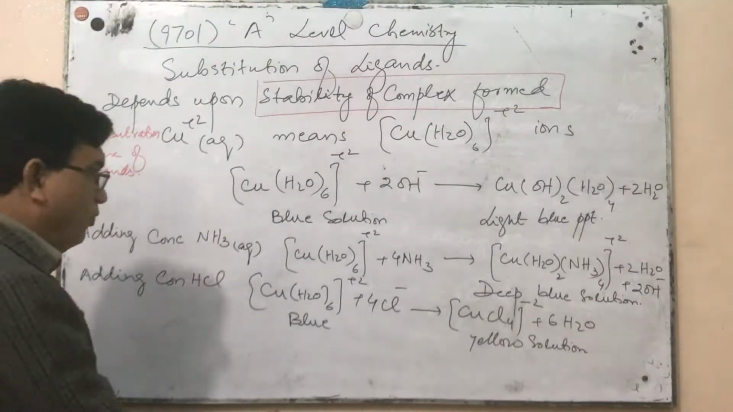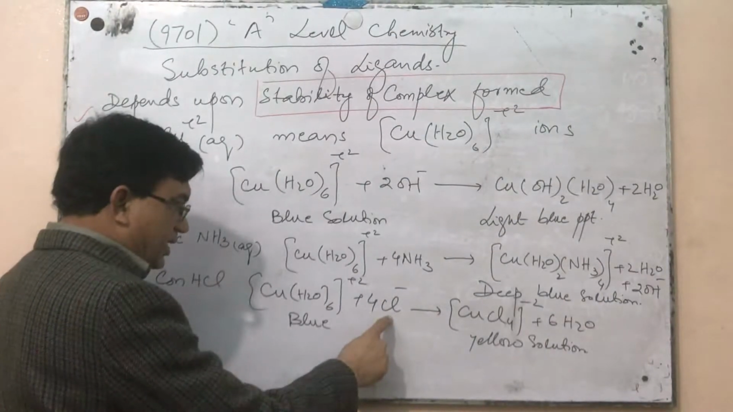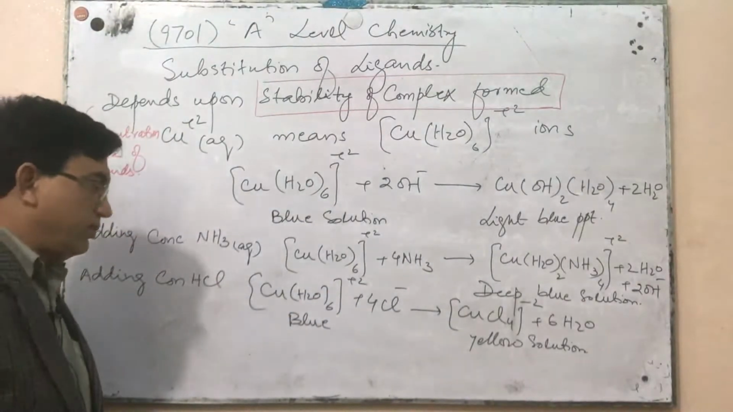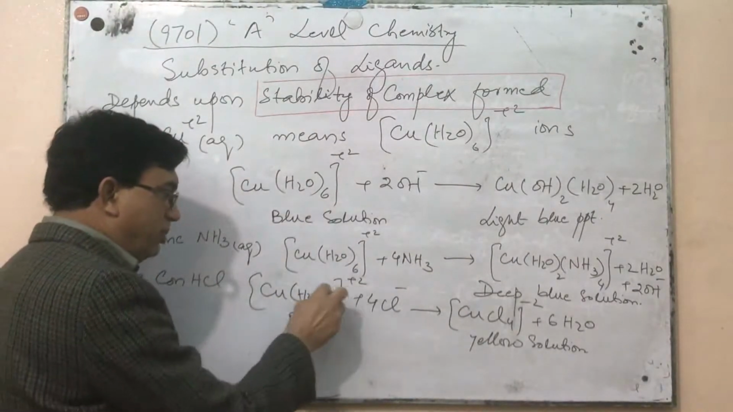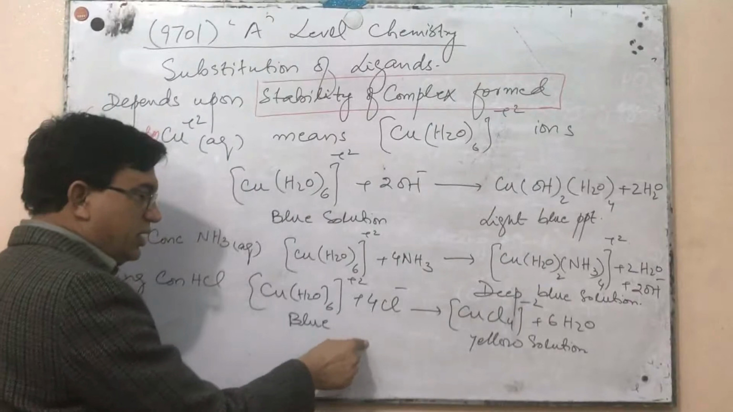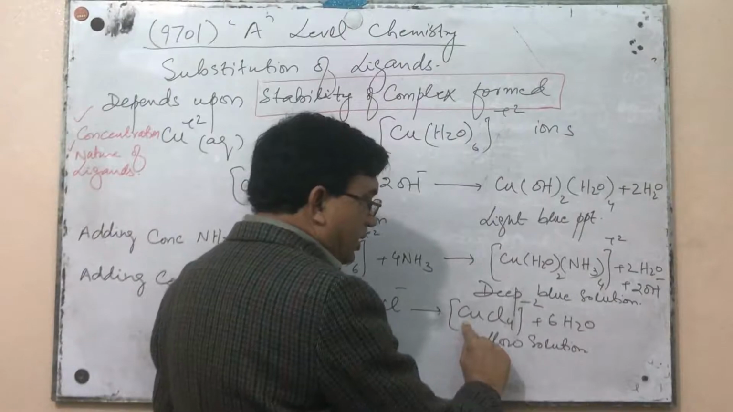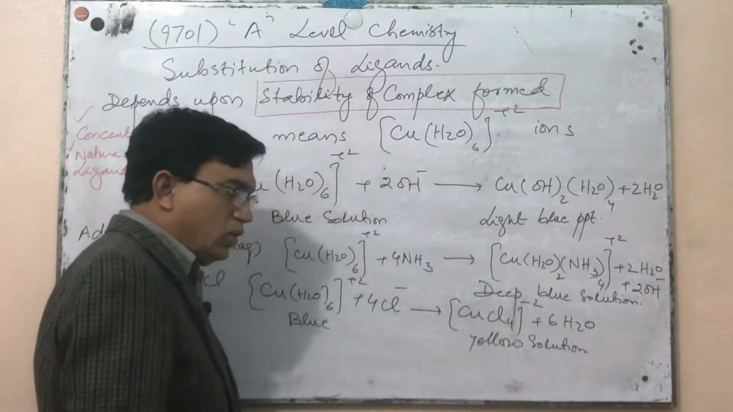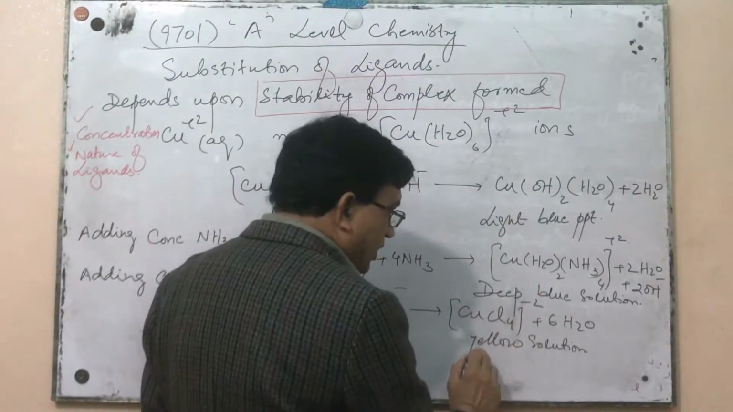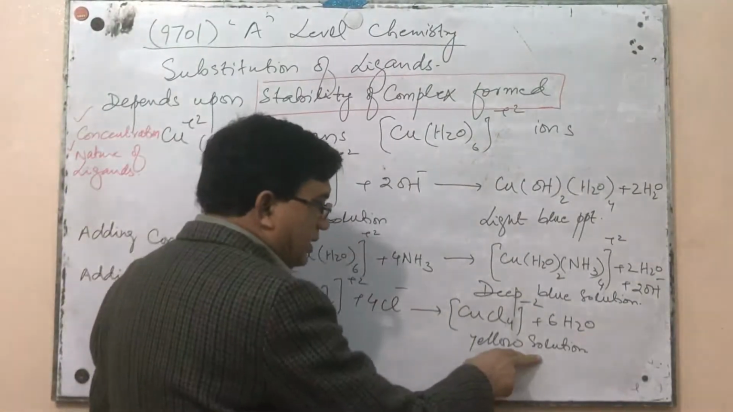Next, if we add concentrated hydrochloric acid into the copper 2 aqueous solution, which is present as hexa aqua copper 2 ion, it will transform into the tetrachlorocuprate ion, and this will give us a yellow solution. The color will change from blue to yellow.